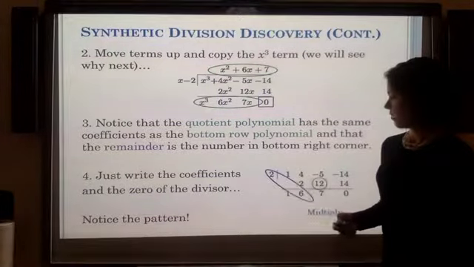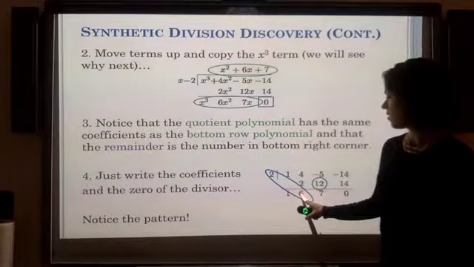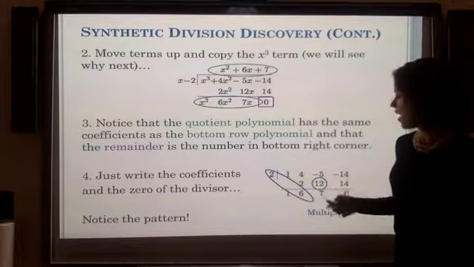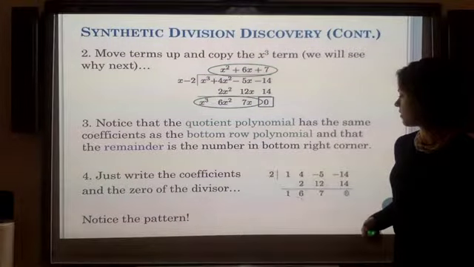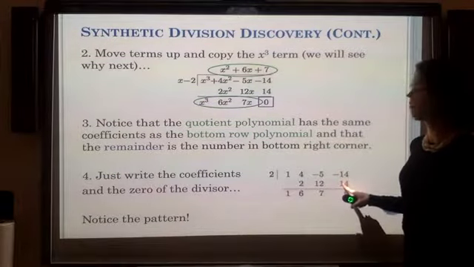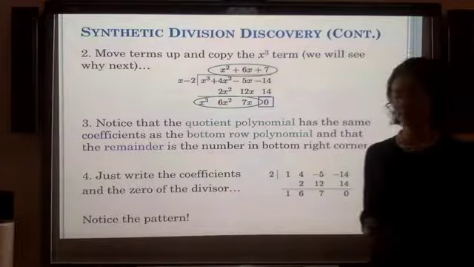Now we would multiply. So we multiply diagonally the 2 and the 6 we just had, and we would get 12, and we write that under the negative 5. And then we add vertically, and we get 7. And the pattern would continue with 2 times 7, we would get 14, we would add vertically, and we'd have 0, which is our remainder.